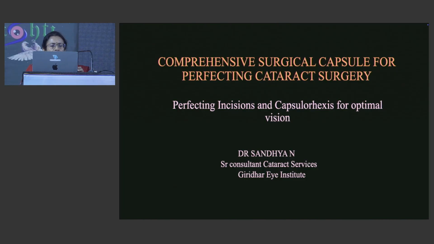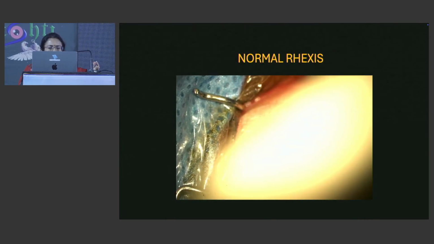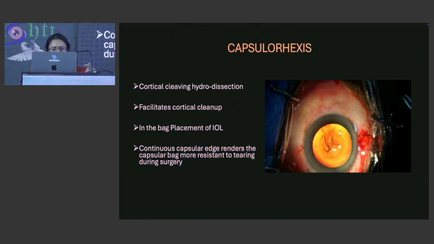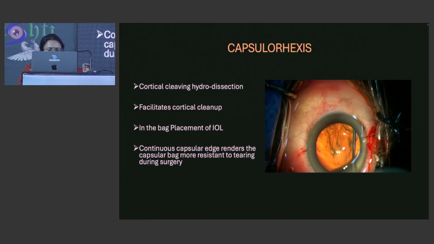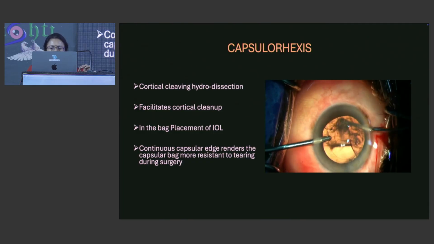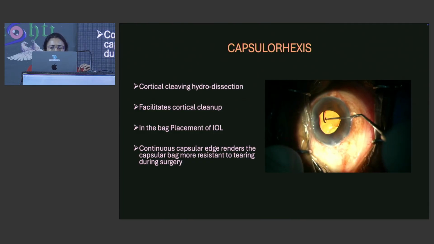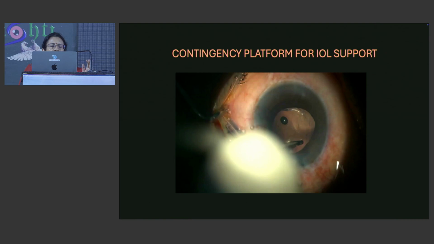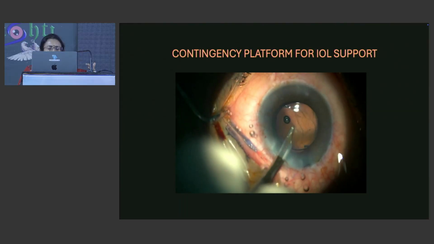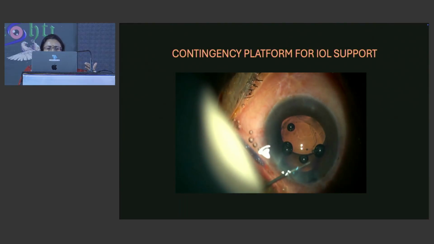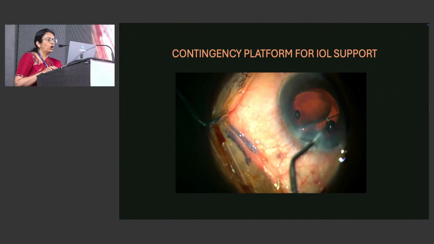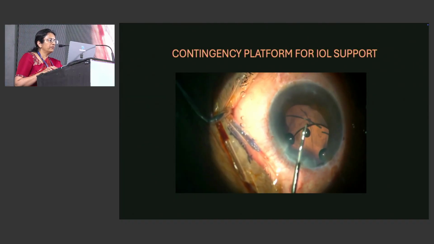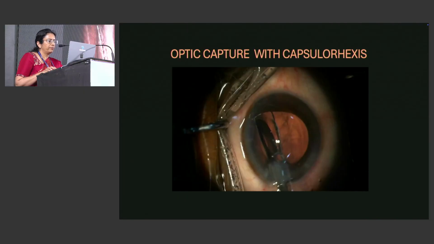Thank you, Dr. Soni. Perfecting incisions and capsulorhexis for optimal vision. We all know how to do a normal rhexis, so I'm not going into the detail. An intact rhexis is essential for a good corticocleavage hydrodissection, safe removal of the cortex, and also for in-the-bag placement of the intraocular lens. An intact capsulorhexis offers various surgical advantages. In case of an unexpected large posterior capsule dehiscence, the capsulorhexis can be used as a contingency platform on which the IOL can be placed, preventing it from dropping into the vitreous.